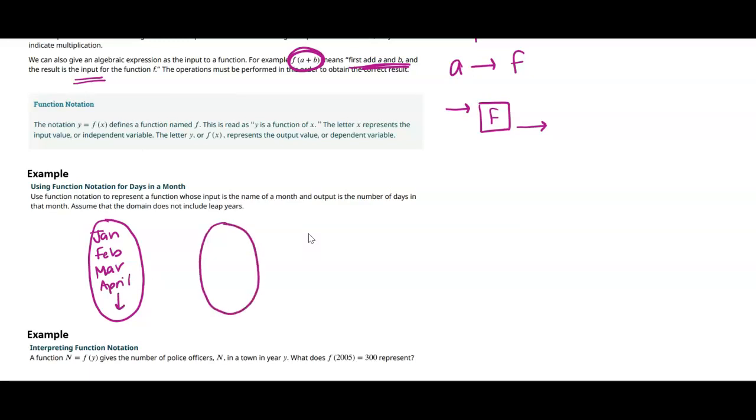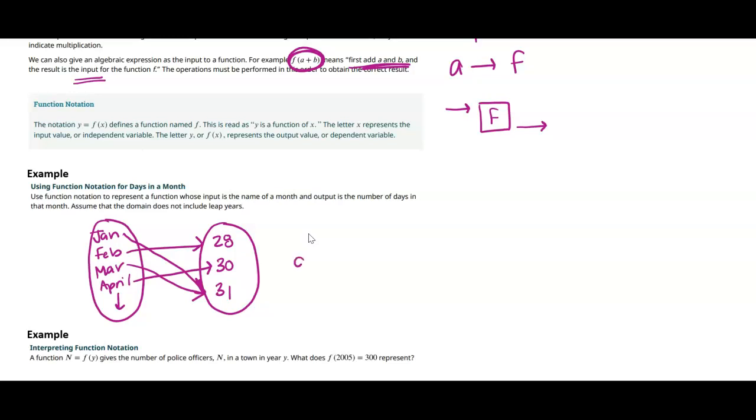And then we only have 3 different choices for our days. January goes to 31, February goes to 28, March also goes to 31. That's okay. You can have multiple buttons that give you the same output. What you can't have is that like April has 30 and 31 days. Then it would not be a function.